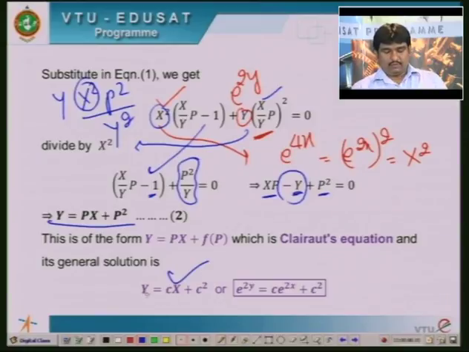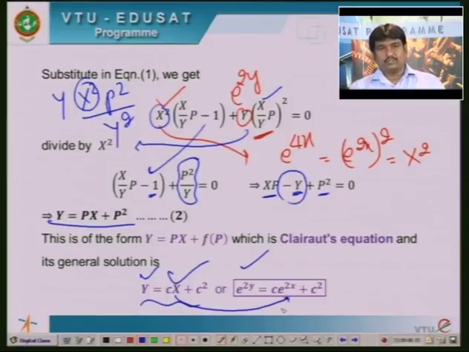Now you convert this in terms of old variables using the known substitution. You know that e to the power of 2y is capital Y. So capital Y is replaced by e to the power of 2y, and capital X is replaced by e to the power of 2x. Therefore, the general solution of the given differential equation is e to the power of 2y equals to c into e to the power of 2x plus c square.